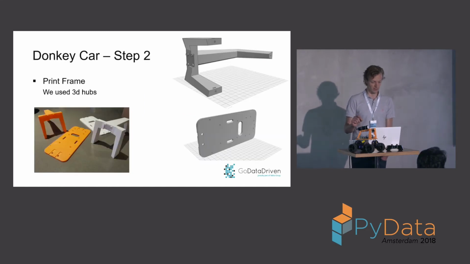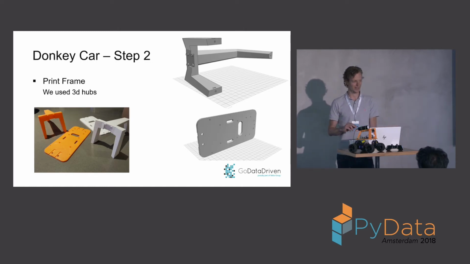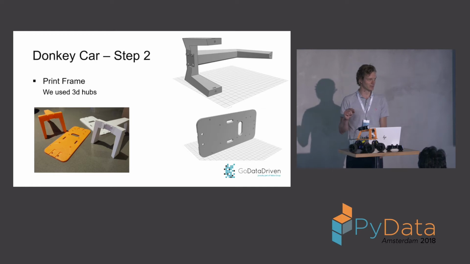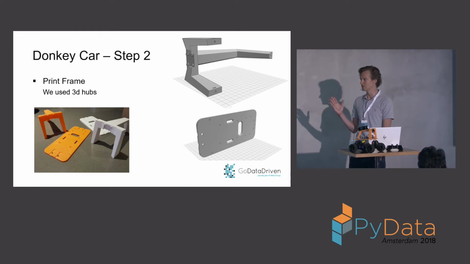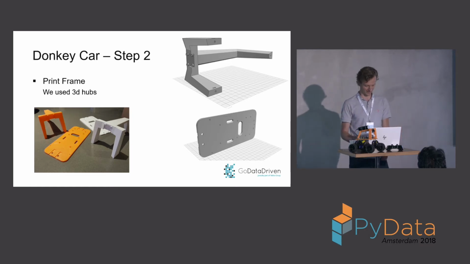Step 2 is actually printing the frame itself, so this, the orange part. And we actually use 3D Hubs. I know they're a sponsor here as well. It's a coincidence, I didn't know before. It's really nice. You just upload the models to this website, and there was a guy in IJsselstein who had a 3D printer. He printed these things for me. It was really quick, and I liked it a lot. The nice thing of this frame is that it's designed for the car. So it just builds on top of it.